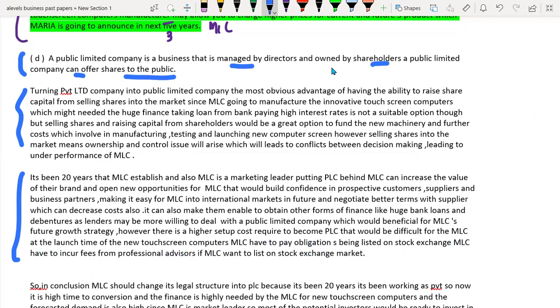So as you can see, I am applying my answer and analyzing it very well. This is how you have to do it.